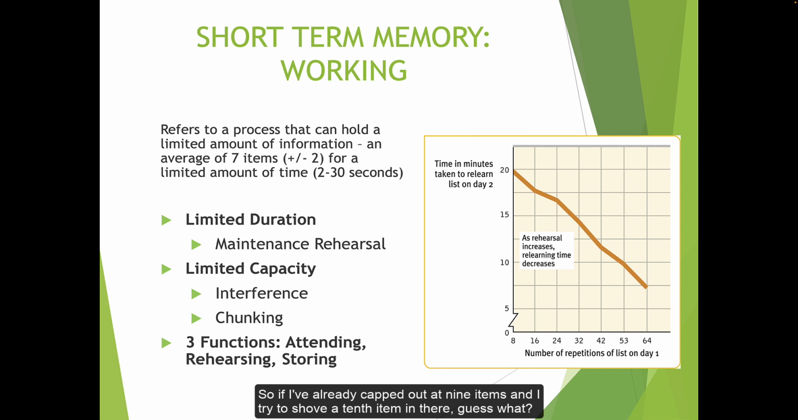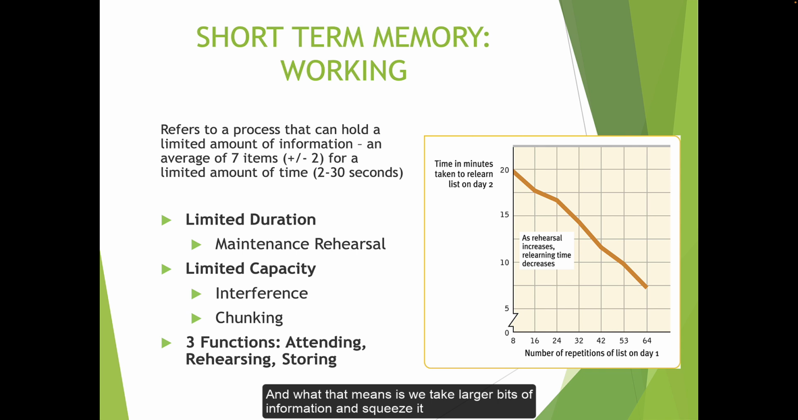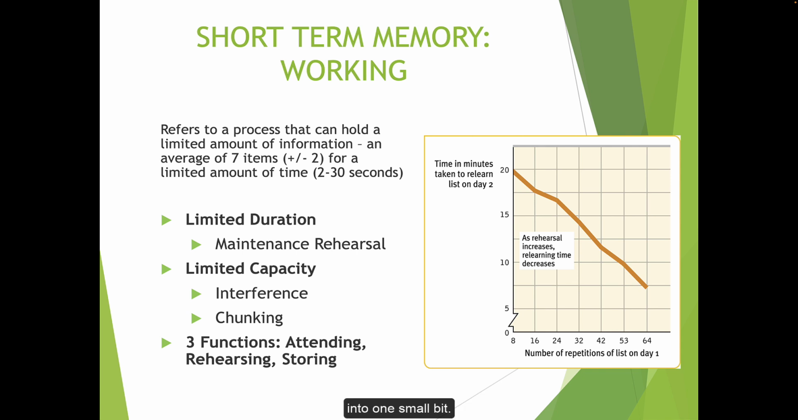So if I've already capped out at 9 items and I try to shove a 10th item in there, guess what? Item number 1 gets pushed out. If I add item number 11 in there, then number 2 gets pushed out. And again, if encoding hasn't happened sufficiently, it will not make its way into long-term memory. One way that we can try to expand this limited capacity in short-term memory is through chunking. And what that means is we take larger bits of information and squeeze it into one small bit.